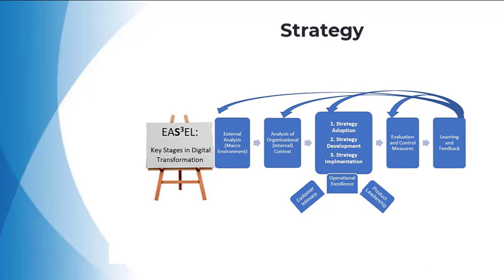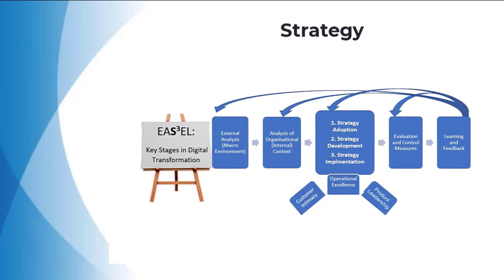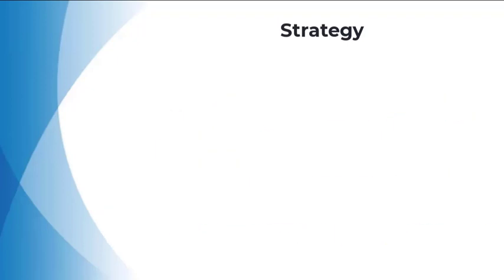So now we know where we are now and where we want to go, we have to decide how we're going to get there. And the third step within the EAS3EL Conceptual model is going to focus on strategy. And if you do recall, we've actually split strategy up into 3 different sections, looking at strategy adoption, strategy development, and strategy implementation. So let's take a closer look at exactly what each of these mean.